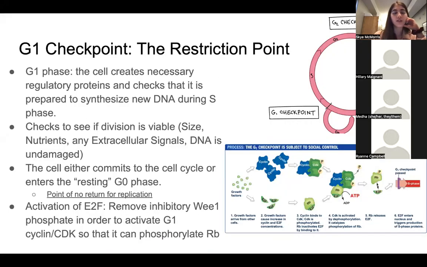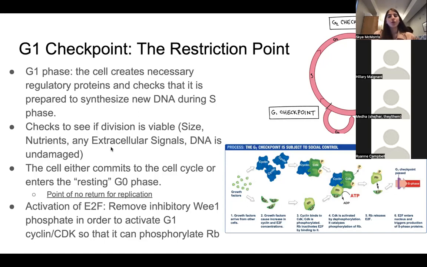Okay. So starting with the G1 checkpoint or the restriction point, this is the point of no return in the cell cycle. Just to recap, G1 phase is when the cell creates all of the necessary regulatory proteins and checks that it's prepared to synthesize the new DNA during S phase. It's when the cell grows, and it makes sure that it has enough nutrients and things like that. And so it's making sure to see if cell division is viable.